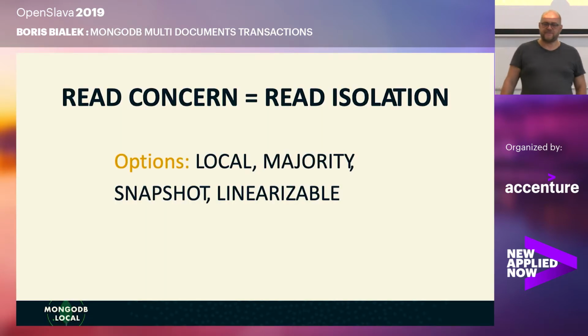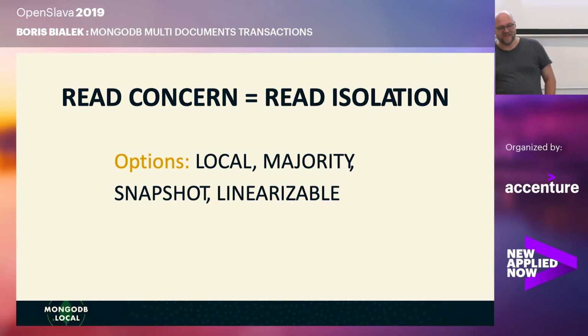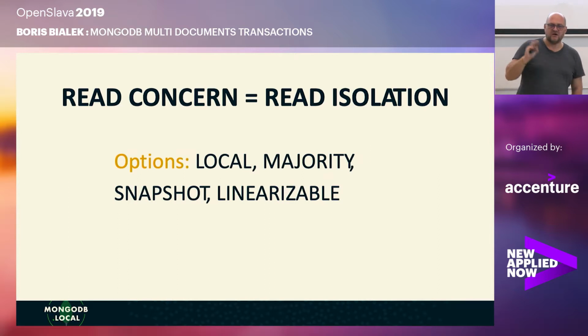Read isolation. And I'm speeding up a little bit. I'm running out of time otherwise. We have read concerns and read isolation. Remember the two parameters we had, read concern, write concern. What are the things we have? Local, majority, snapshot, and linearizable. Whatever the last one is, ignore the last one. I don't even will talk about it.